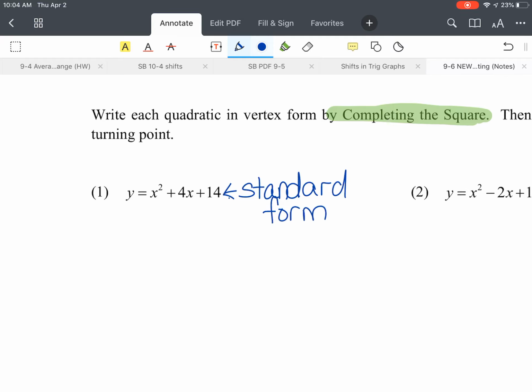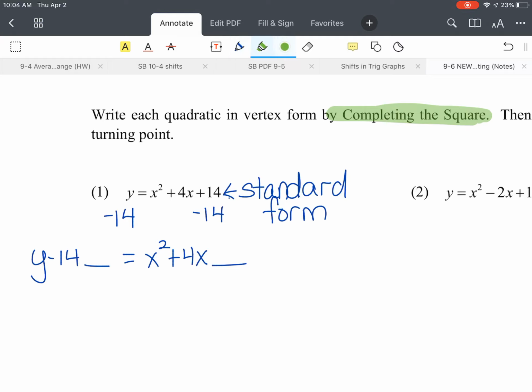Okay, so in number 1, the first thing that we want to do when we're doing completing the square is we want to move the 14 over. Whatever that constant term is, the number without the x, we're going to move it over to the other side. So I have y minus 14, and I'm going to leave a little line, and I'm going to leave a line on the other side.